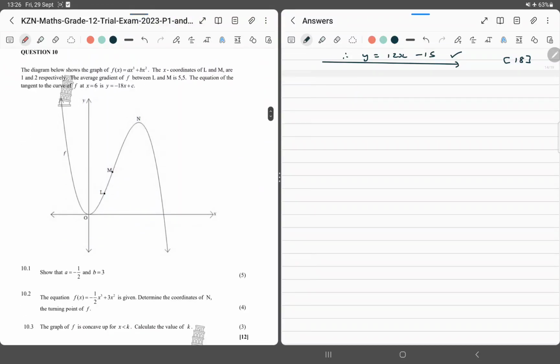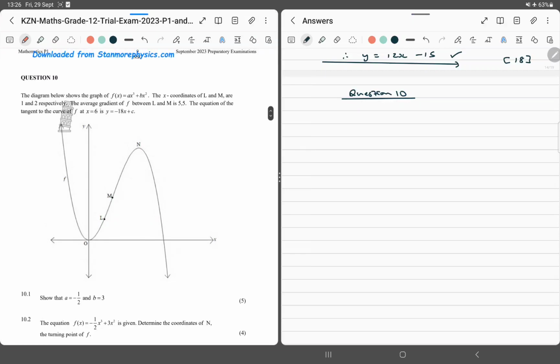Let's do question 10. They were asking, guys, come on, we're supposed to stop at question 10. So we've got our f of x is ax cubed plus bx squared. Okay. Now, we're told here the coordinates of L. By the way, if you're looking at this function, let me not be careless now. I'm starting to drop the ball.